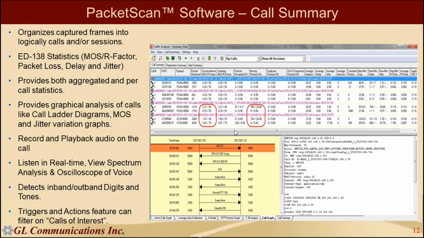And apart from that, we have an option called triggers and actions, which will help in automated test, wherein you can do non-intrusive monitoring without any user intervention. You can define the criteria, like I want to filter out the calls with low MOS scores, or calls from a particular user agent, something like this. On the filtered calls, specific actions can be performed.